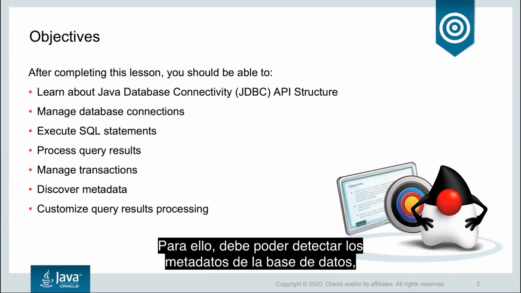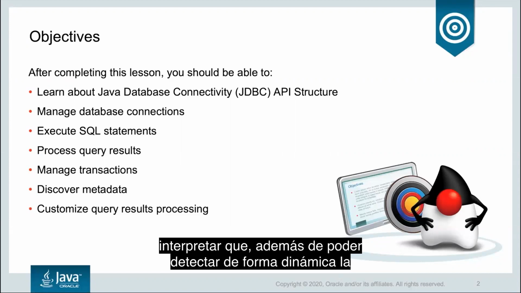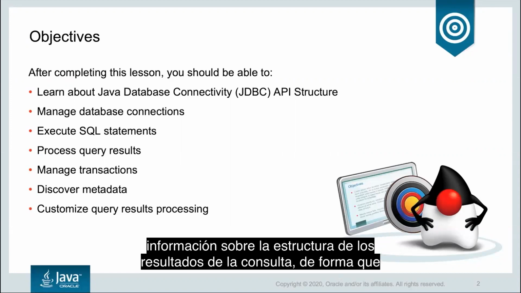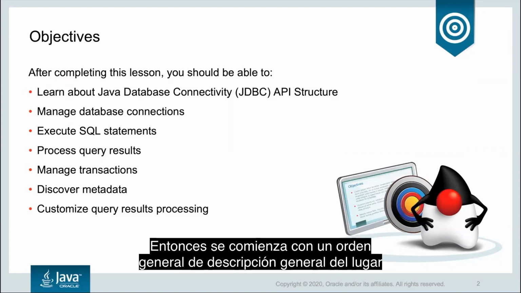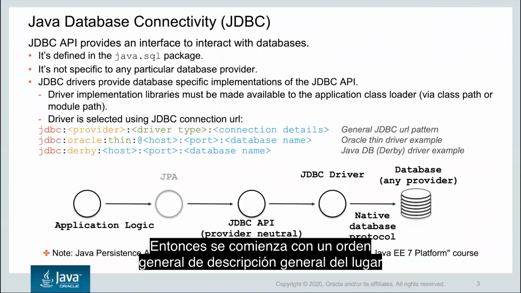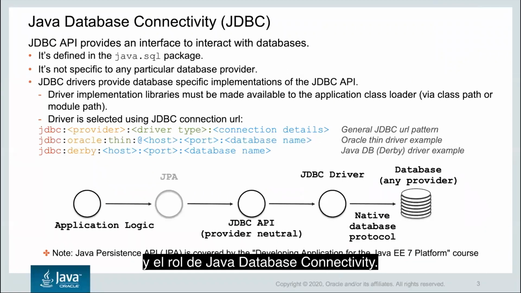For that, you need to be able to discover database metadata, interpret that, and also to be able to dynamically discover information about the structure of the query results, so you can dynamically adapt to the way you're processing queries. Right, well, let's take a look. So we start with a general overview of the place and role of Java database connectivity.